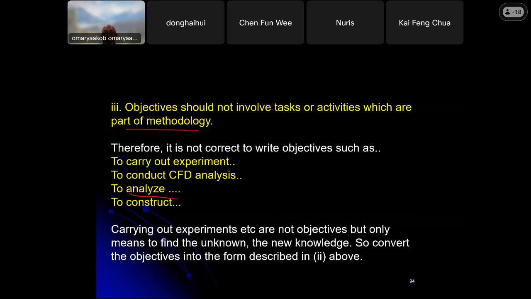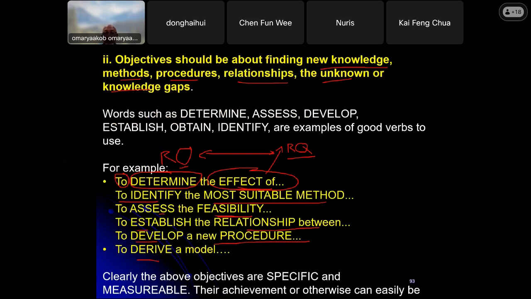Then you see only properly written objectives that really developed from the research question, we're going to get this.